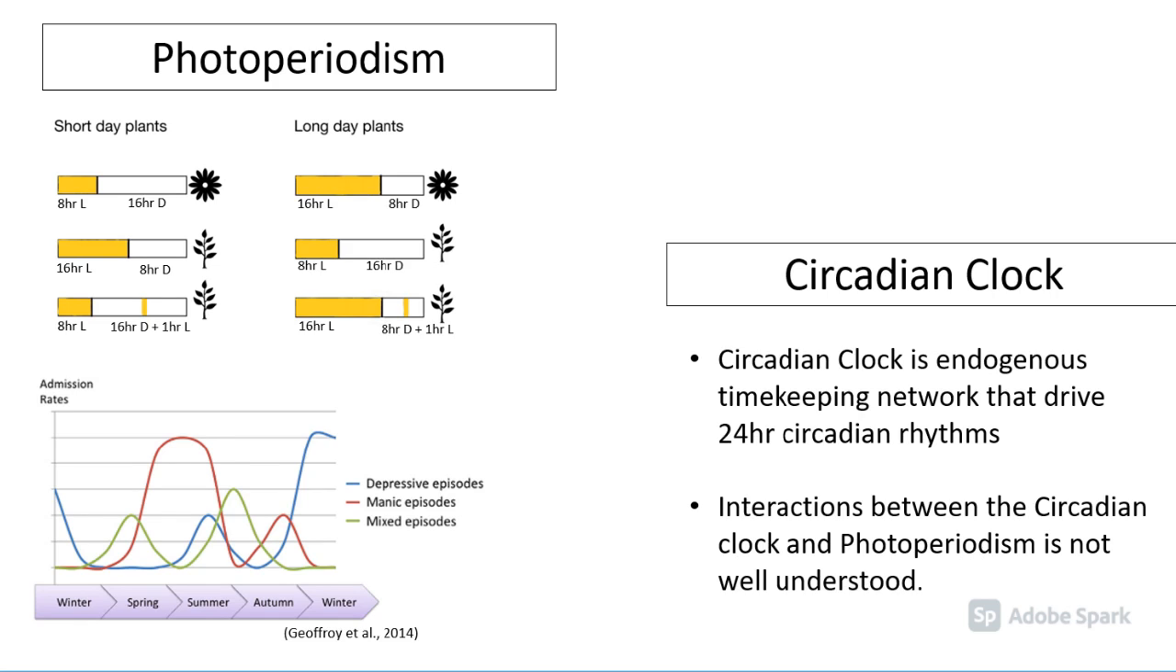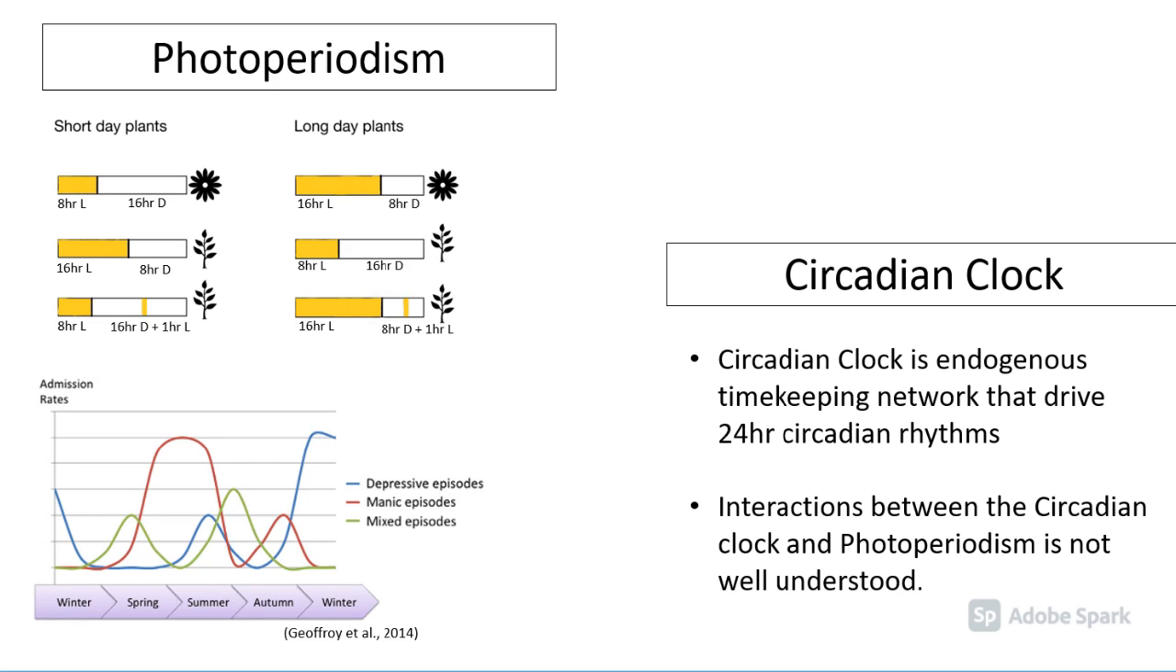For example, it has been studied that during spring and summer months, when there are longer days, there's a rise in manic episodes. Then during fall and winter months, when the days are shorter, there is a rise in depressive episodes. Another timekeeping mechanism that is present in organisms is called the circadian clock.